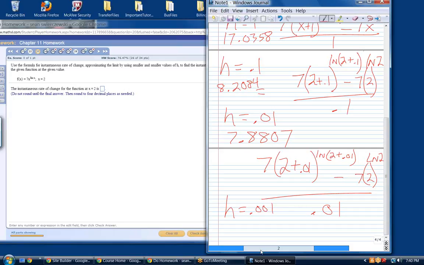I'm puzzled by their instructions. Do not round until the final answer. Well, there is no final answer. We could do 1,000 more iterations, and h is never going to be 0.